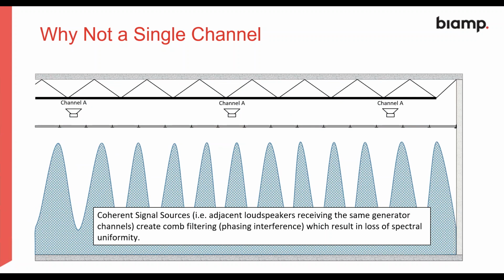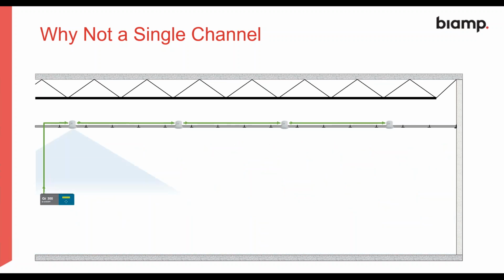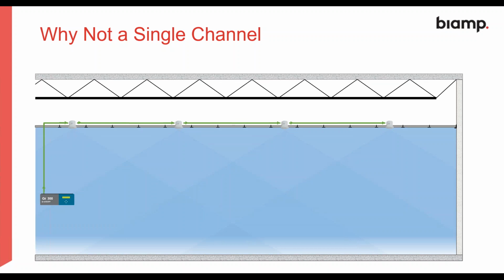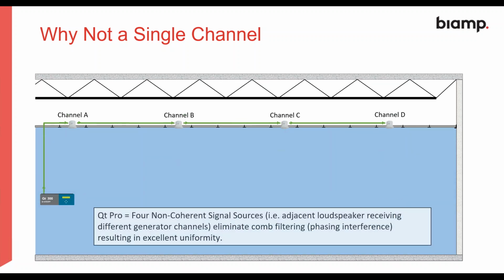So where we have coherent signals or the same signal, then we get this type of arrangement, which is not ideal when we want a constant uniform sound for sound masking. So in order to avoid this, the way that the systems work is that we have 4 audio channels. They're all non-coherent. So we have channel A, channel B, channel C, channel D, all coming out of the same controller, whether it's the 100, the 300, or the 600.